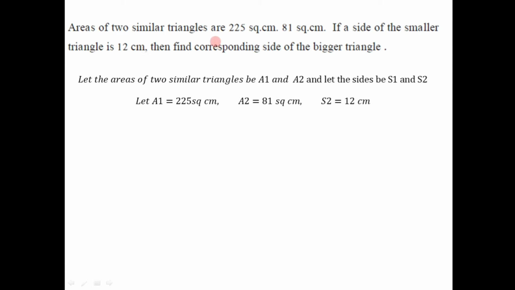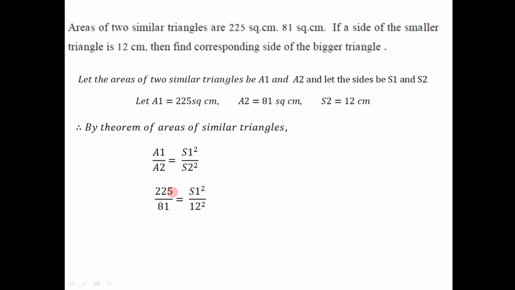Again, these two triangles are similar, so we have to use the theorem of areas of similar triangles. By that, the ratio of areas of these two triangles, A1 by A2, must be equal to the ratio of squares of corresponding sides, that is S1 square divided by S2 square. A1 here is 225, A2 is 81, equal to S1 square divided by S2, which is 12. So replace S2 by 12, and we get 12 square. If we take 12 square, that is 144, to the left hand side, it will be in the numerator. That is, 225 divided by 81 into 144 is equal to S1 square.